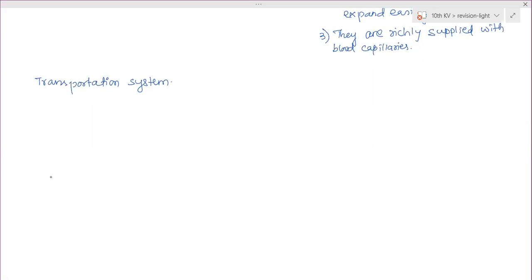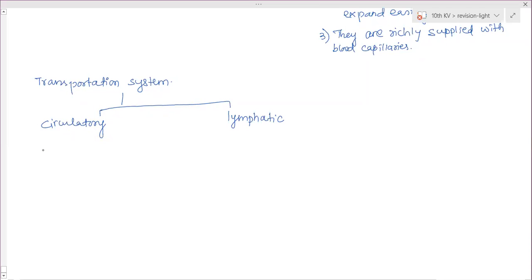Transportation system. Again and again I'm telling you, when they ask about the transportation system, there are 2 transportation systems present in our body. One is circulatory and the second one is lymphatic. So you have to explain both of them. In the circulatory system, there is a heart, blood, and blood vessels. Blood vessels consist of arteries, veins, and capillaries.